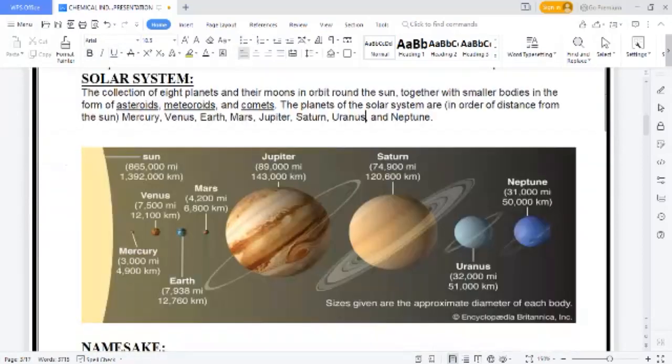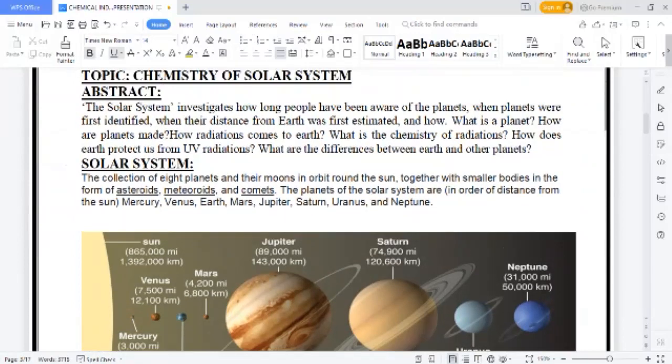First, I will talk about abstract. The solar system investigates how long people have been aware of the planets and when planets were first identified, when their distance from Earth was first estimated, and how. Then, what is a planet? And how planets are made, how radiations come to Earth, and what is the chemistry of radiations. Then, how does Earth protect us from UV radiations, and what are the differences between Earth and other planets?